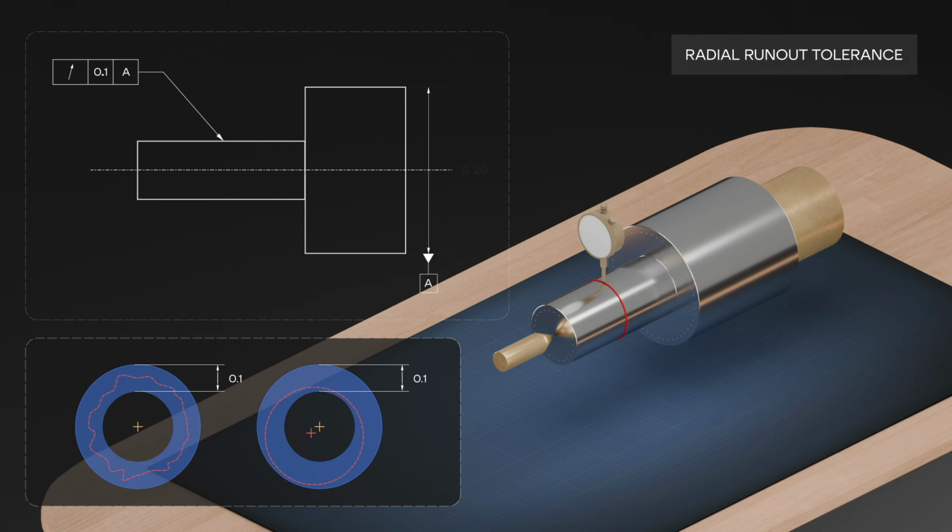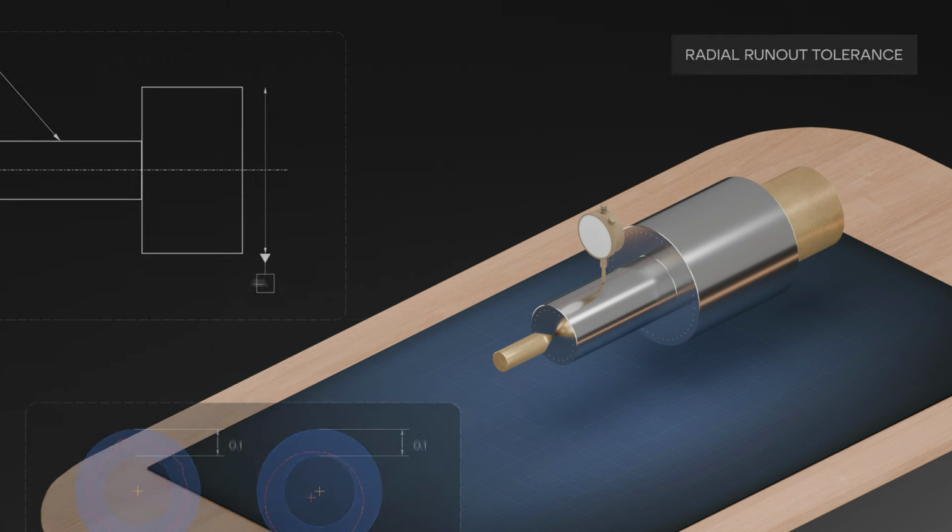But if you use the total runout, which symbol looks like this, 2 connected arrows instead of 1, the measurement has to be done on different cross sections, and all the results have to be evaluated as if it was one cross section. So the difference in height is now evaluated between all the points on the whole cylinder, not only on one cross section.